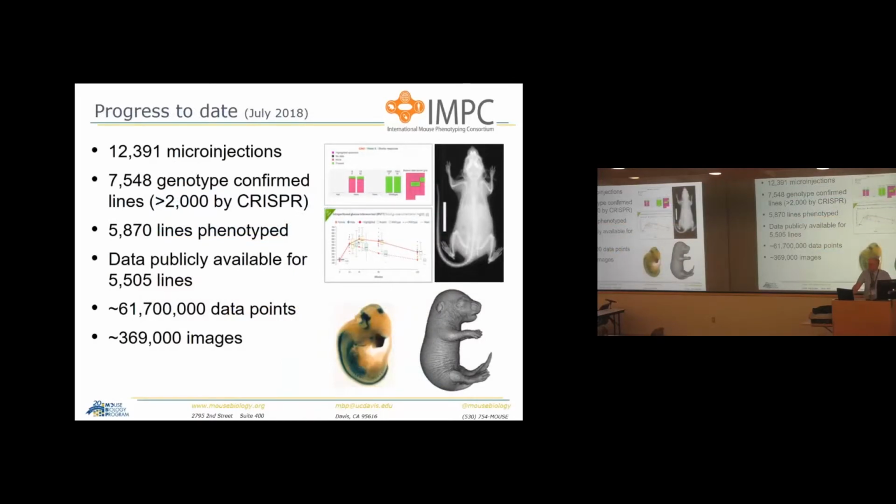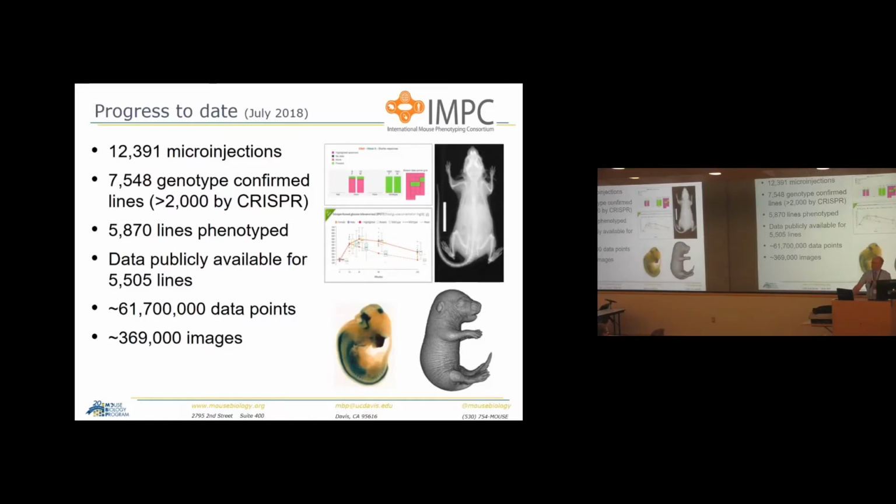Okay, so what have we done to date? As of July 2018, when I say here microinjections, what that means is for every gene we've gone after, we have to either do a microinjection of zygotes or electroporation of zygotes. So we've done over 12,000 microinjections. We've genotype confirmed over 7,500 lines, and you've all heard about CRISPR now. So we moved from our embryonic stem cell technology by homologous recombination. When CRISPR came out, we jumped on that, and we were able to directly apply and improve the CRISPR technique in order to very rapidly generate these. So about 2,000 of these have been done by CRISPR.